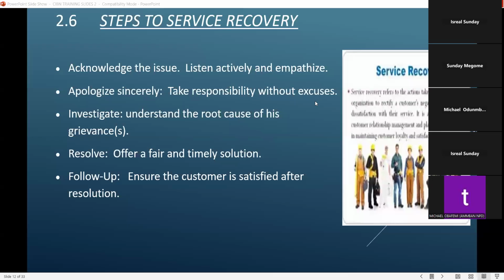Remember how we started? Customer relationship management. And I said you need to keep record of your customers. You need to have record of people that come to complain. And you need to have their contact.